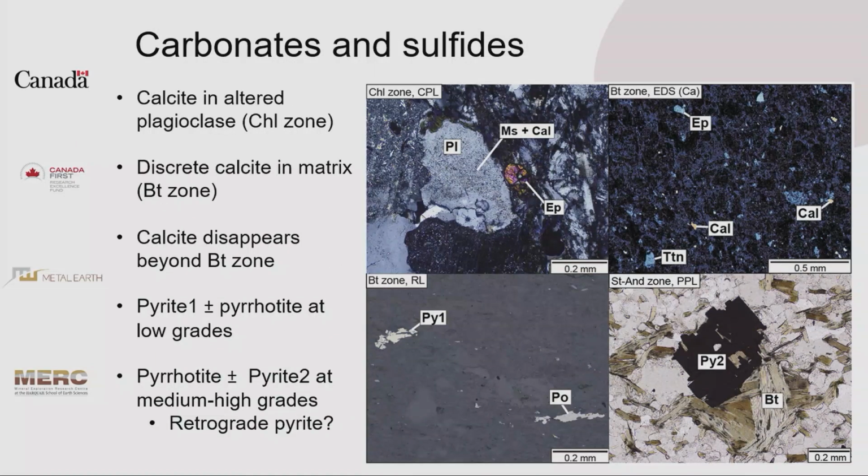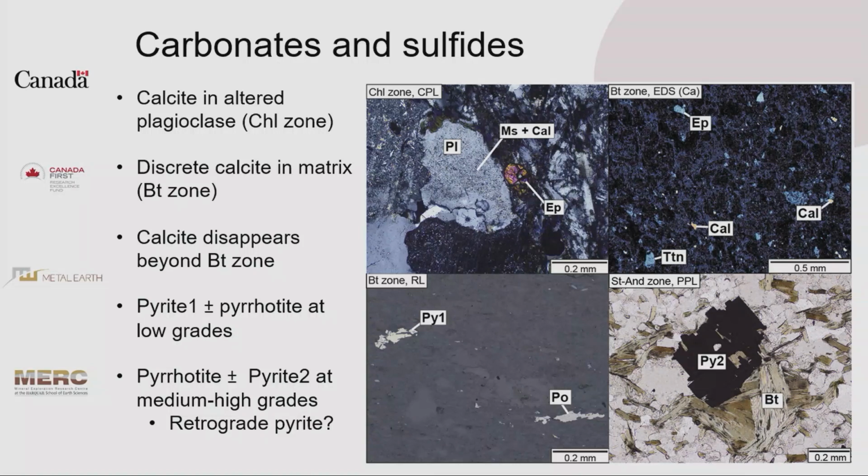Into the stuff that is maybe a bit new, the Quetico has some carbonates in it at the lowest grades, in the chlorite zone. Usually these are found in altered plagioclase clasts. If you pour some acid on them, you can see that the clasts are preferentially reacting to the acid. At a bit higher grade you get discrete grains of calcite in the matrix, sometimes dismembered veinlets as well. But beyond the biotite zone, the rocks no longer react with HCl. Calcite is gone from the rock.